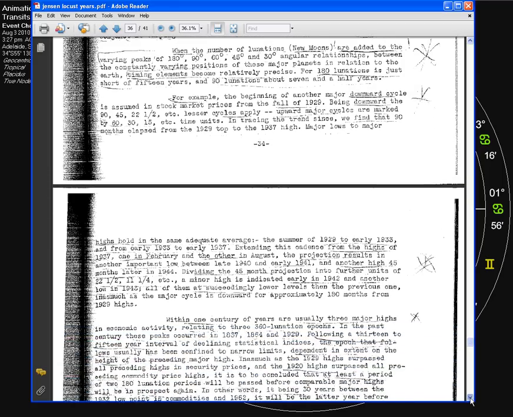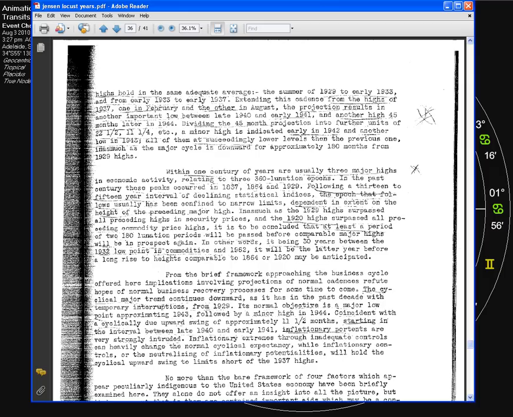The summer of 1929 to early 1933, and from early 1933 to early 1937, extending this cadence from the highs of 1937, one in February and the other in August, the projection results in another important low between late 1940 and early 1941, and another high 45 months later in 1944. Dividing the 45-month projection into further units of 22.5, 11.25, etc., a minor high is indicated early in 1942 and another low in 1943, all of them at succeedingly lower levels than the previous one.